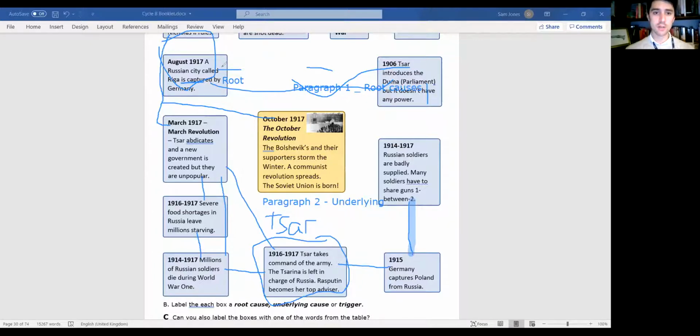But of course, that new government is unpopular because it is the Tsar's friends who are leading that government. It is not people chosen by the Russian people. And not enough change has happened. Plus, Russia is still in the war. They lose another battle to Germany, the Battle of Riga in 1917. And all those things together, therefore, lead to the October Revolution. I think that then becomes your triggers.